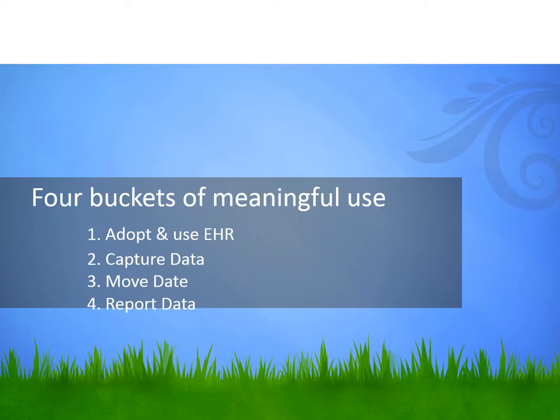Let's unpack meaningful use. There are four buckets to describe meaningful use. 1. Adopt and use the electronic health record. This is a very direct statement. Find a system to use and implement said system. There are standards in place per the meaningful use requirements that will explain exactly how to effectively use the system.